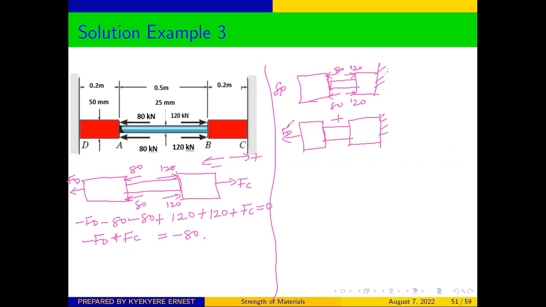And the deformation caused by that, we can call it delta D. So the total deformation will be dP plus delta D, which will be equal to 0.